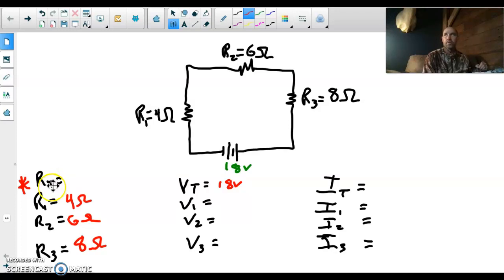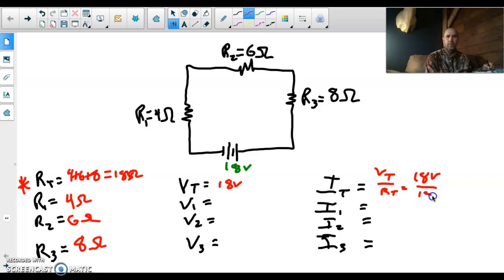So you'll go to your first page of notes, and how do you find the total resistance in a series circuit? Well, if you remember, you add them up. So we're going to have 4 plus 6 plus 8 equals 18 ohms, sorry. Then you go straight across the table to the total current, which I think is point number 3 on your lecture notes, and that's Ohm's law. It's just VT over RT, which is 18 volts divided by our newly found 18 ohms, and so we have 1 amp of current.